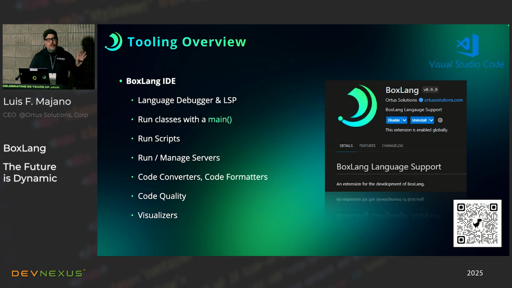So for Visual Studio Code, the BoxLang IDE is available already. We have our own language debugger and LSP, and the language server protocol is actually built also with BoxLang. So it's another runtime that we've addressed on itself. It has the ability for you to execute classes with a main function already, run scripts, manage and run specific mini servers, code converters, code formatters, code quality, visualizers. So we're adding all kinds of tooling into the IDE for you, specifics to a dynamic language.